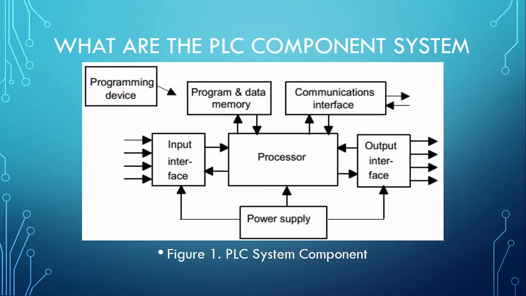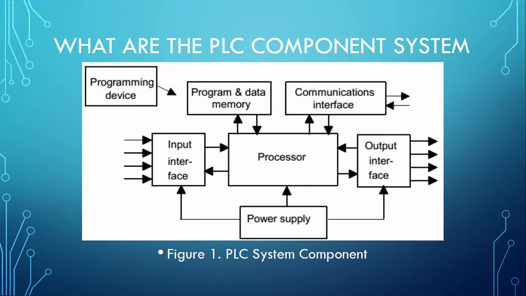Now, what are the PLC component systems? The diagram here shows exactly that. Now we have a processor, we have an output interface, an input interface, a power supply, a communication interface, program and data memory, then the programming device. What do these units do?